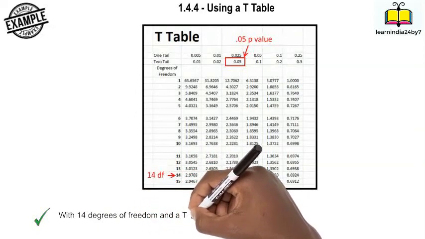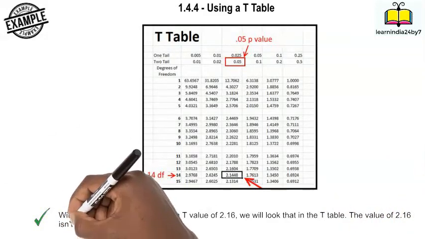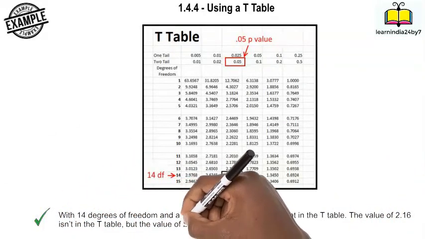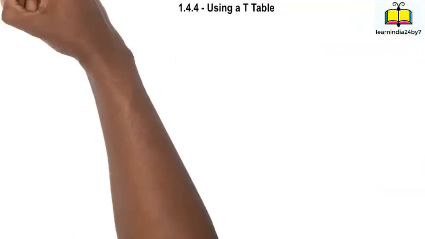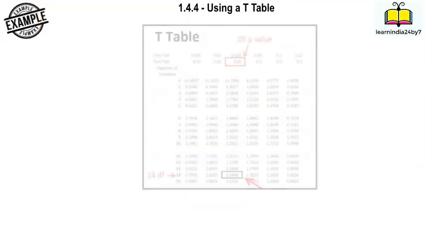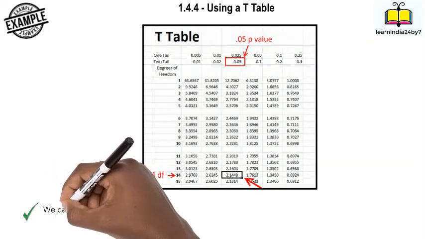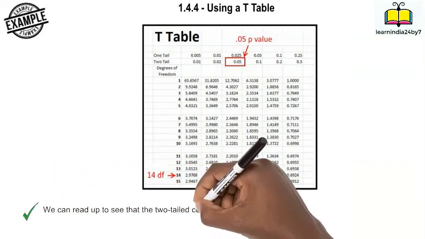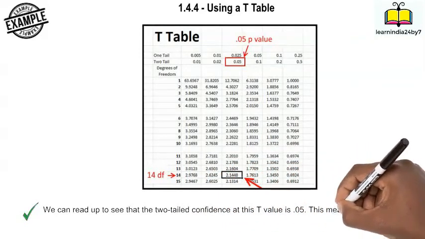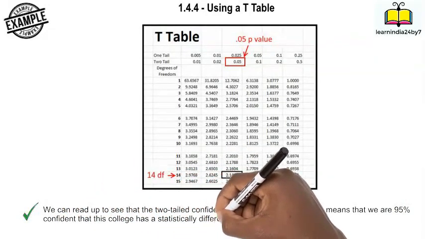With 14 degrees of freedom and t-value of 2.16, we will look into the t-table. The value of 2.16 is not available in the t-table, but the value of 2.14 is close. We can see that the two-tail confidence at this t-value is 0.05, which means that we are 95% confident that this college has statistically different height than the average.